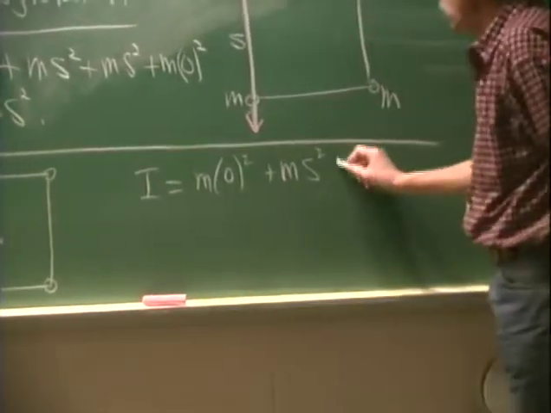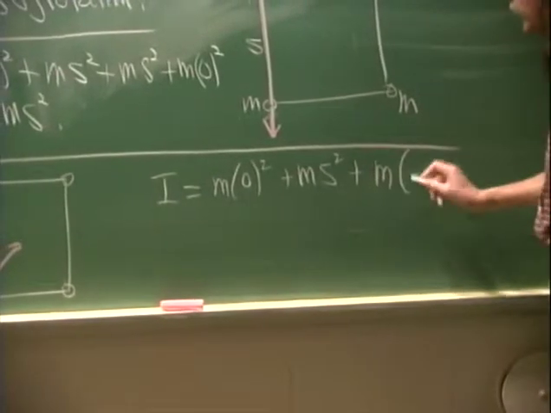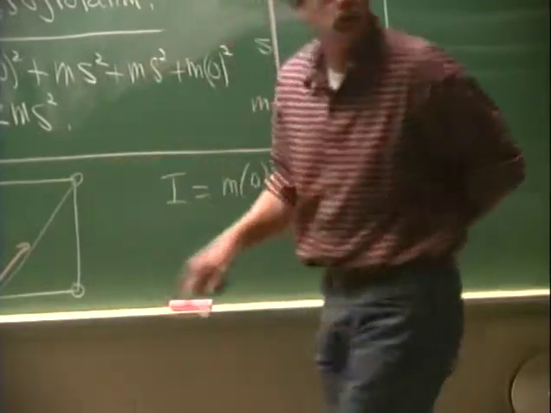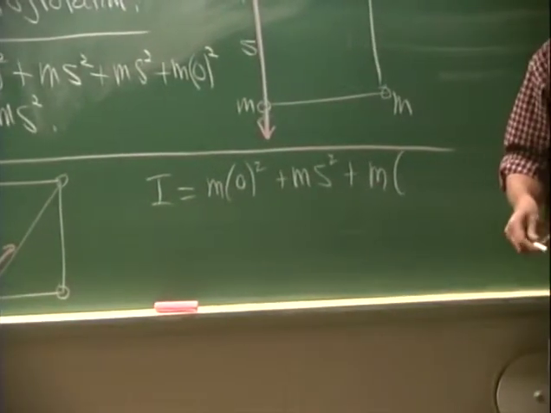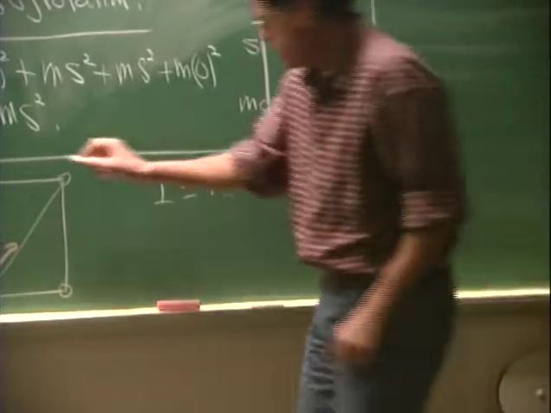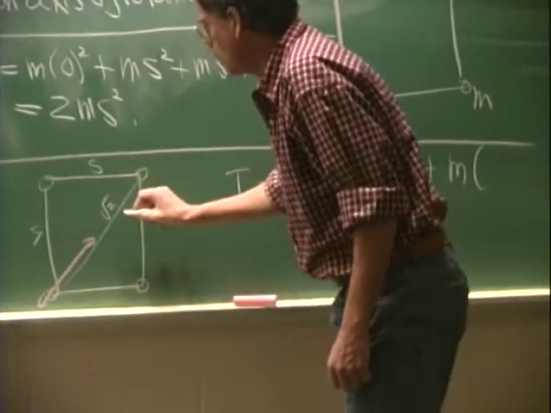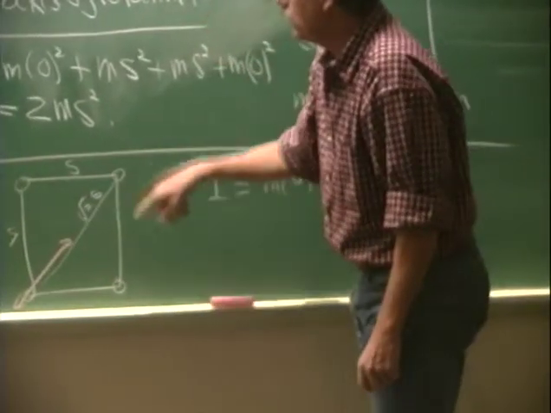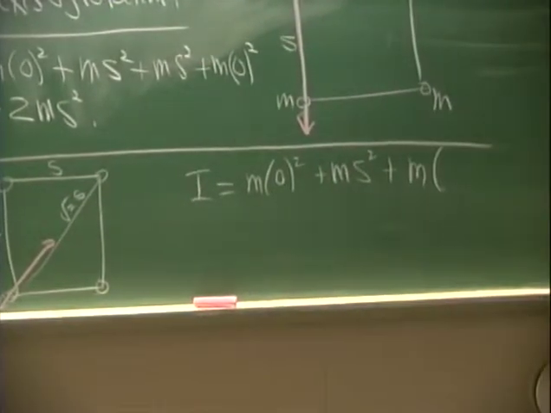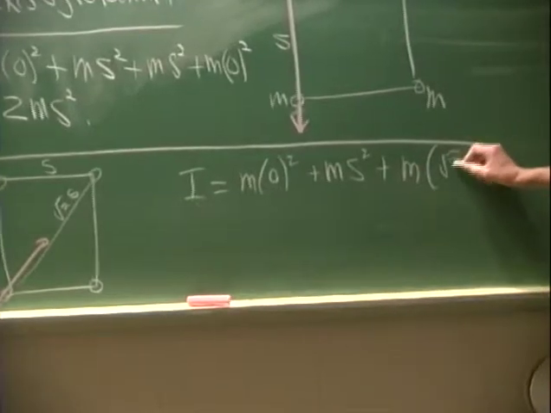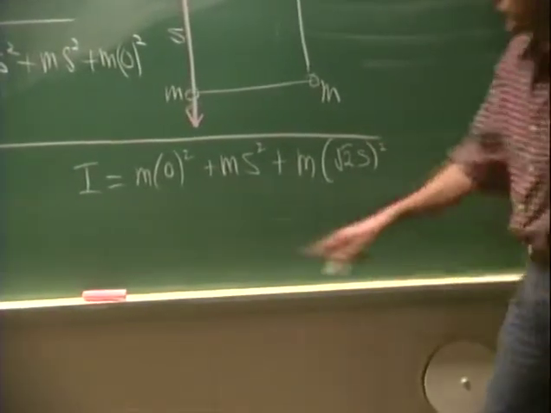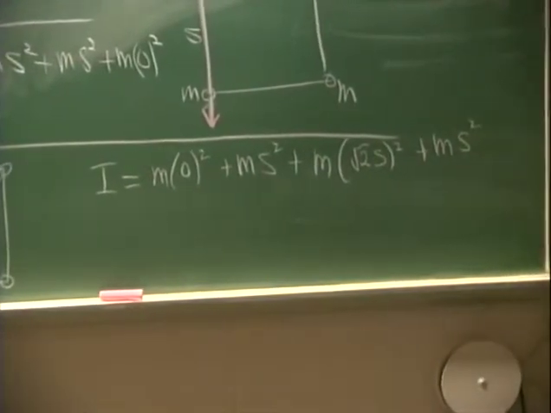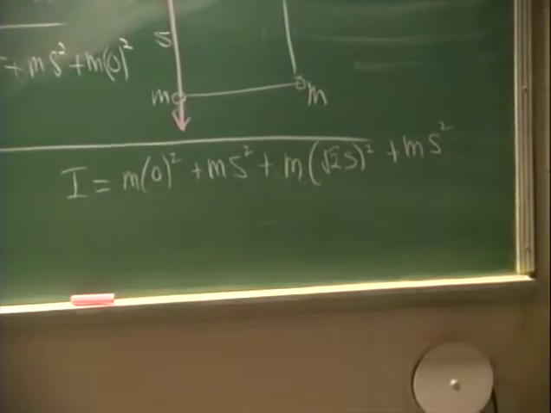This one over here, how far away is that from the axis? It's the diagonally opposite corner. What would you say? That's root 2 times s, right? Because it's the square root of s squared plus s squared, which is the square root of 2s squared, using the Pythagorean theorem. So this is root 2 s quantity squared for that one. And finally, I got the one down there, which is just a distance s away again, so ms squared.